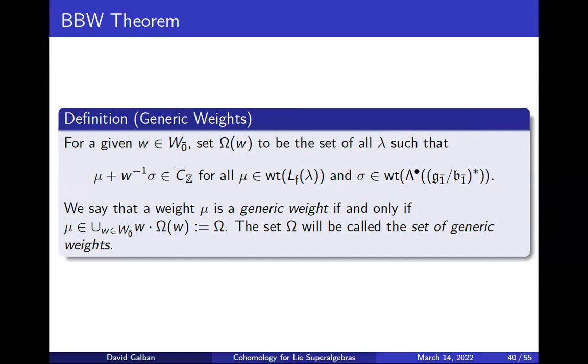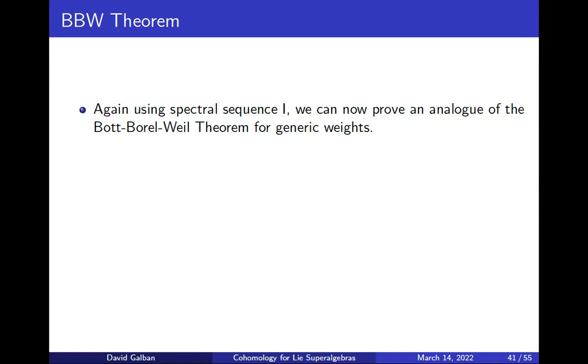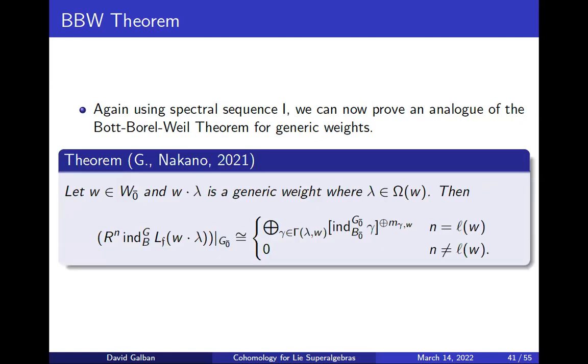And then the set in total, we'll just call the set of generic weights. All right. So just like before, we can say that the Parabolic theorem holds for generic weights. So suppose that W dot lambda is a generic weight where lambda is in omega W.